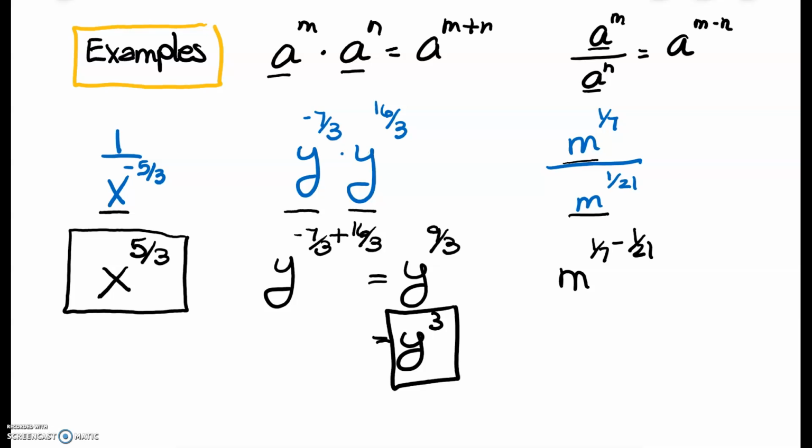And now I'm going to need a common denominator. So I'm going to use the denominator of 21. So this is going to be m to the 3 over 21 minus 1 over 21, which is equal to m to the 2 over 21.